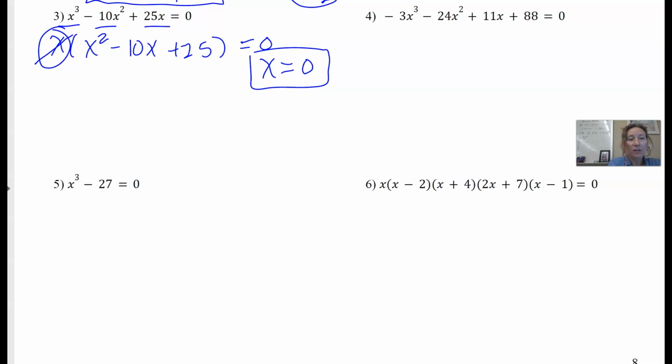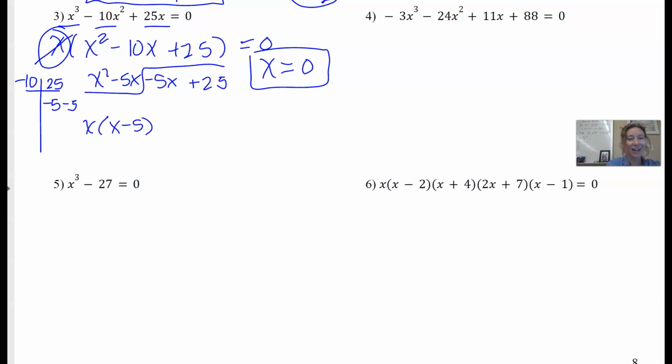Now I go to factor the x squared minus 10x plus 25. Because that's a trinomial, I use my t-chart. I'm looking for -10 and +25. So it's going to be negative 5 and negative 5. And that's going to be x squared minus 5x minus 5x plus 25. Now that we've split the middle, we draw the fence. And I take out the x.